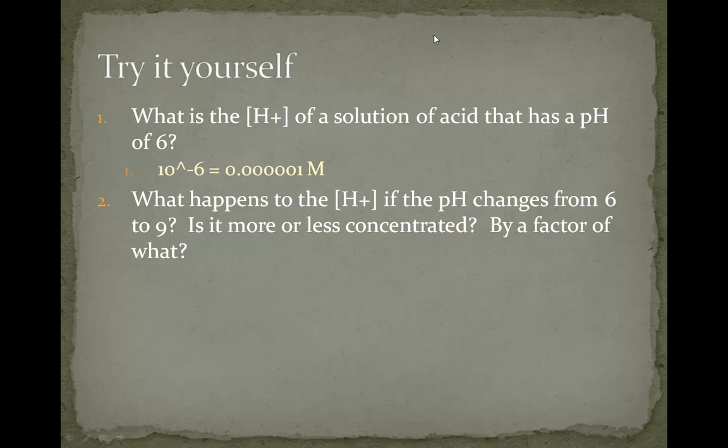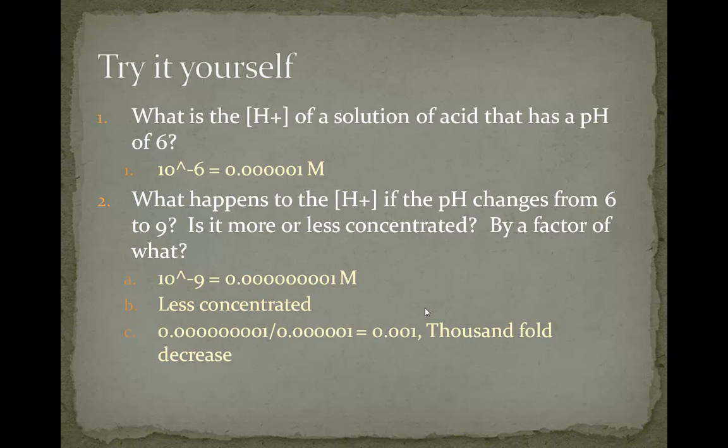For the H plus concentration, did you get 0.000001 molar for the first part, 10 to the minus 6? For the second part, it's 10 to the minus 9, which is less concentrated than 10 to the minus 6, and it's a 1,000-fold decrease. Remember, it's still final over initial, even though this number is less than 1.